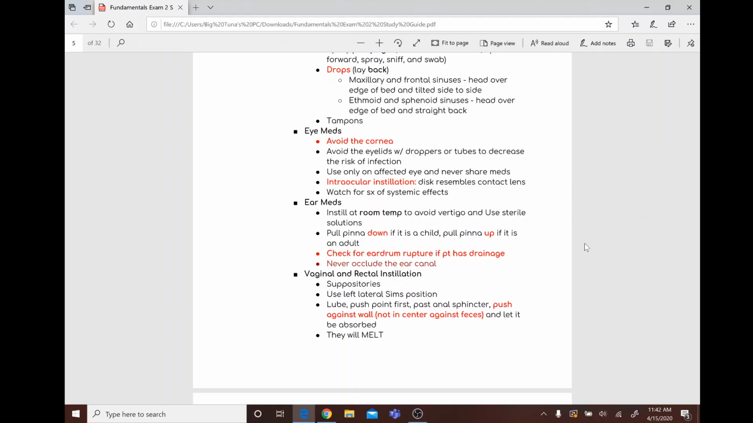All right, what do we know about ear meds? Instill at room temperature to avoid vertigo and use sterile solutions. Pull the pinna down if it's a child and up if it's an adult. Check for eardrum rupture if the patient has drainage, and never occlude the ear canal. What do we know about vaginal and rectal installation?